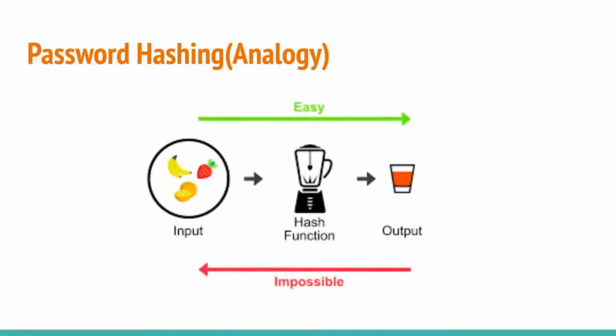So we will first discuss hashing. Basically, how hashing works, by analogy: suppose you put fruit into a mixer and it gives you juice, you cannot get the components of that juice back.